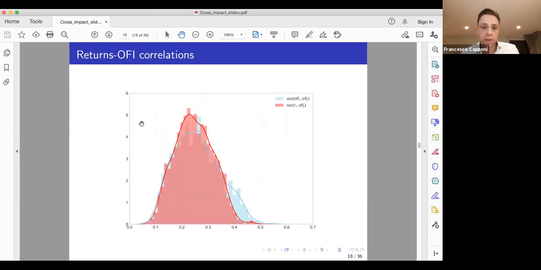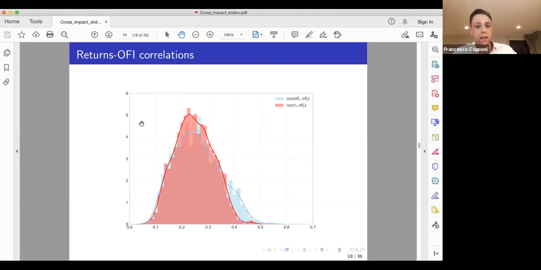So this is a very clear graph that shows the distribution of the correlation coefficients of the OFIs of two stocks, OFI of stock I and stock J, which is in blue, and the correlation of the return of I with the OFI of another stock J, which is what Rama discussed before, which is the red one. We can clearly see from here that the distributions are almost indistinguishable. They are very, very close to each other. And the mean is about 0.25.